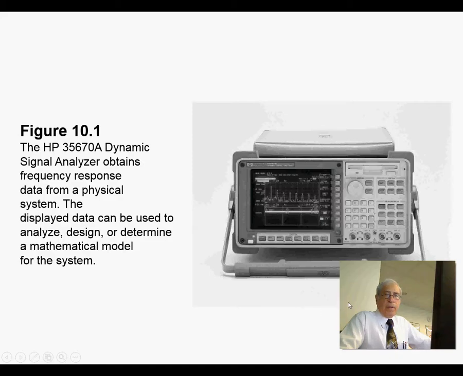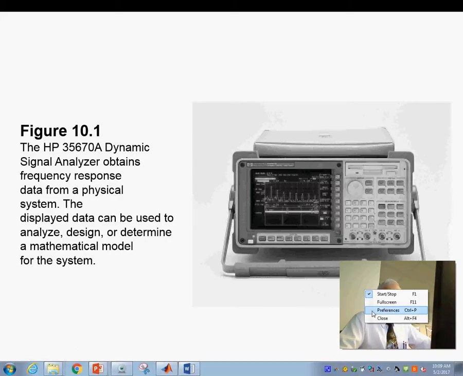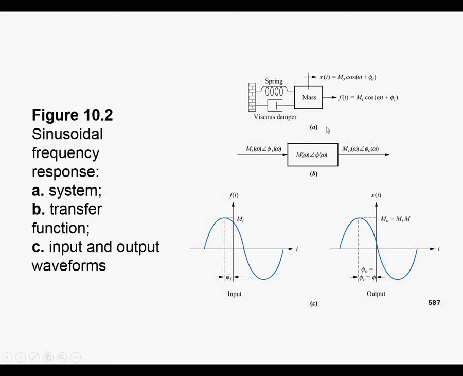Let me explain how this works. If you have a system here, a physical system, and we represent the system as a transfer function or otherwise, this would be your input, and this would be your output. If the input is a perfect sine wave, supposedly we're going to get the same wave on the other side.